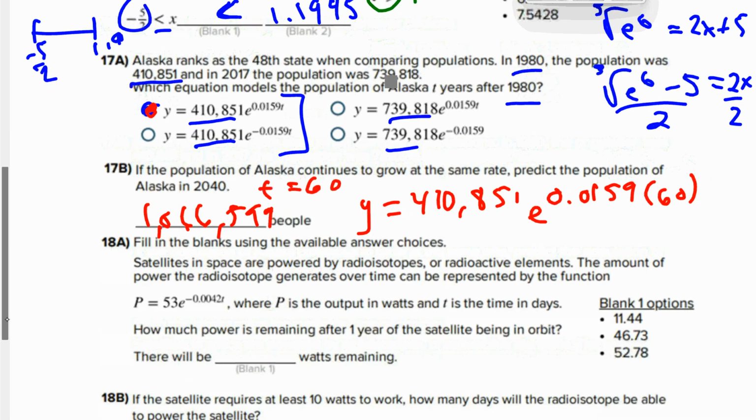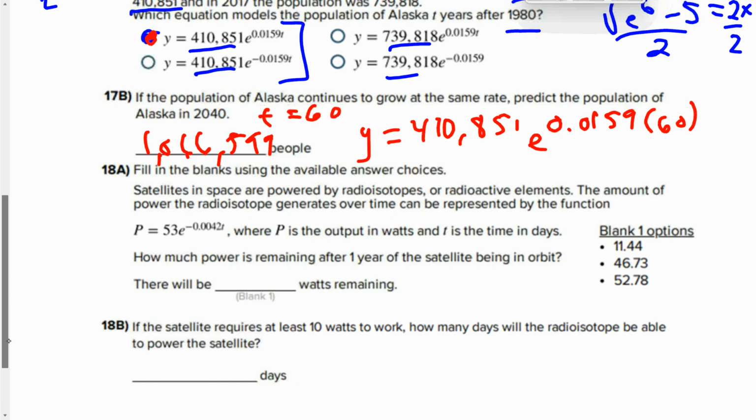Okay, depending on how far you take your K out and use it. All right, and then this 18A is we want to figure out, we have this equation for P with given up time in years. We want to see how much power is remaining after 1 year. So all we do, this is just a K equation. We just plug in 1 in for our T, and we see how much is remaining in there.